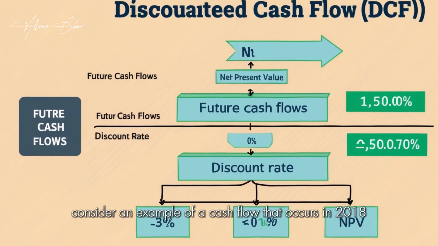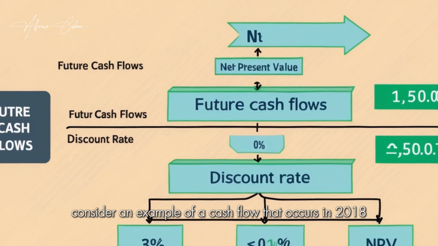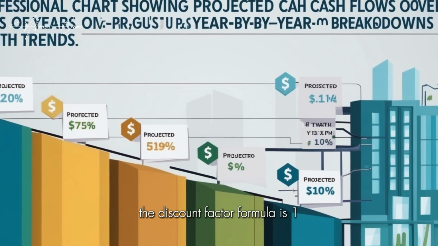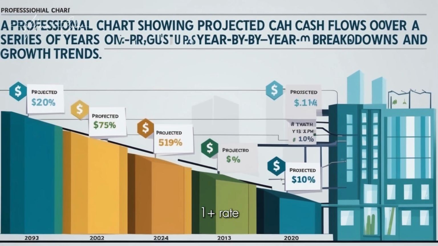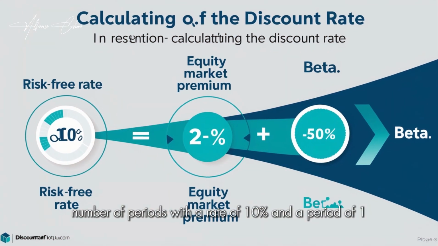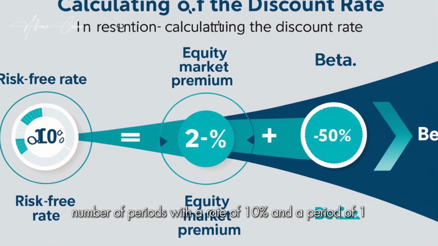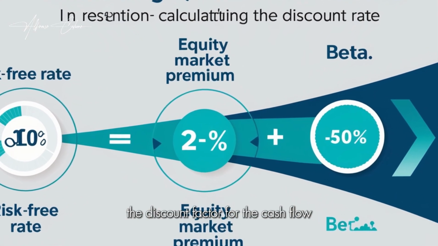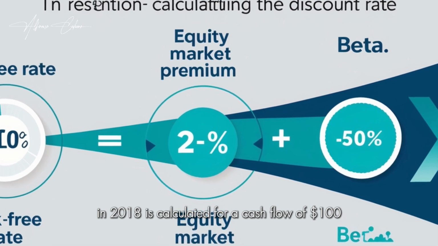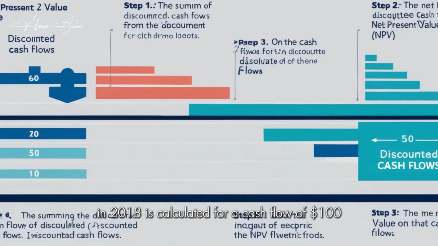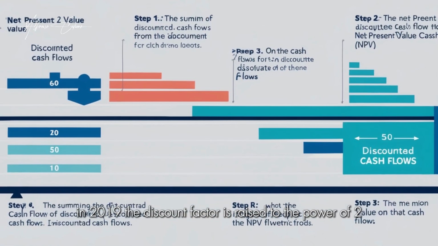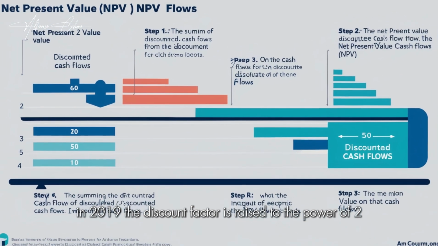Consider an example of a cash flow that occurs in 2018. The discount factor formula is 1 plus rate, to the power of the number of periods. With a rate of 10% and a period of 1, the discount factor for the cash flow in 2018 is calculated. For a cash flow of $100 in 2019, the discount factor is raised to the power of 2.